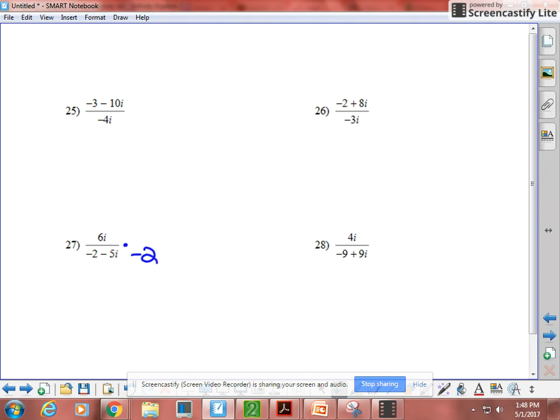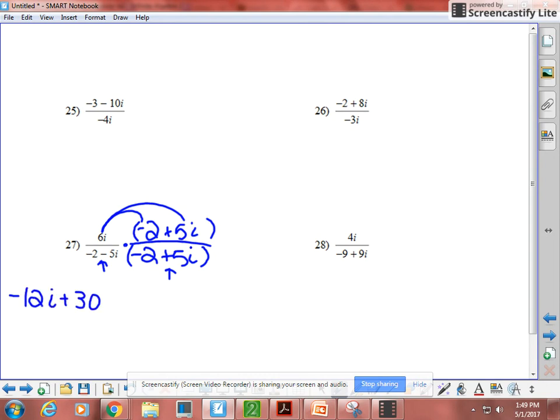The conjugate of this is 2 plus 5i. It's the opposite. Okay, I had to switch this middle sign, and I have to do that to both. I have to multiply that to the top and to the bottom. Okay, so to the top, to the numerator, all I'm doing is distributing that. So I get negative 12i and then plus 30i squared. We're going to come back and simplify that once we do the bottom part.